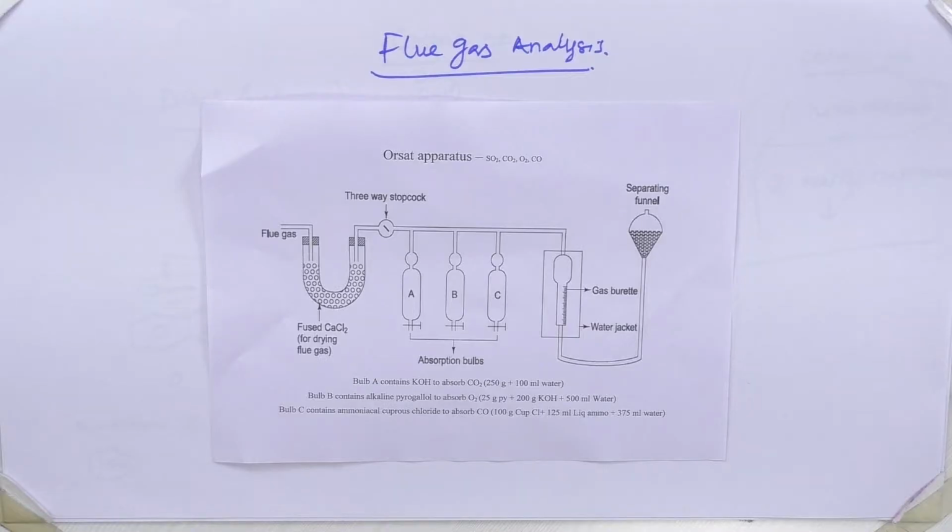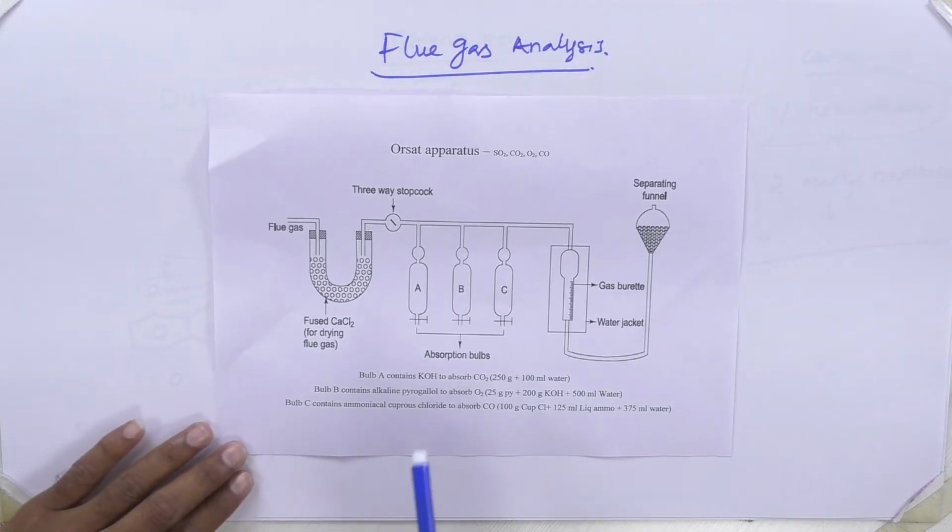analysis of flue gas. Why are we supposed to analyze the gas which is coming out from the gas chamber or from the automobile exhaust? I will be telling about the process involved in flue gas analysis. Basically, flue gas analysis can be done with the help of the Orsat apparatus.